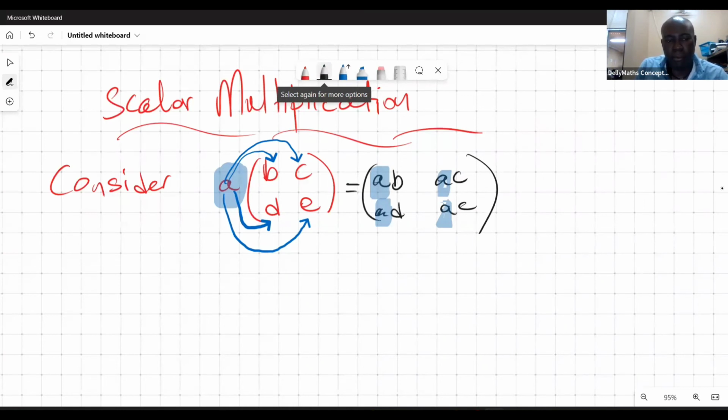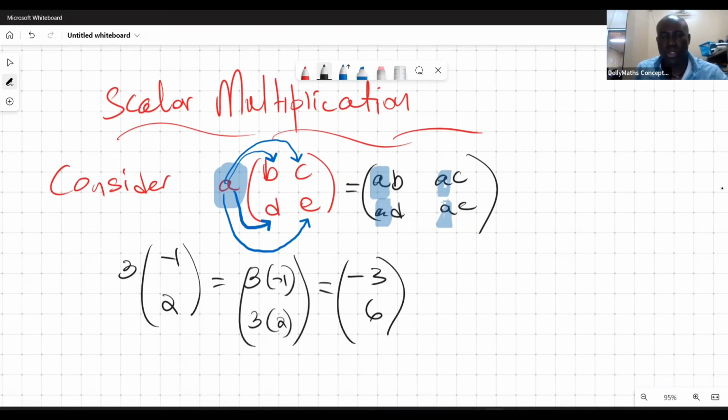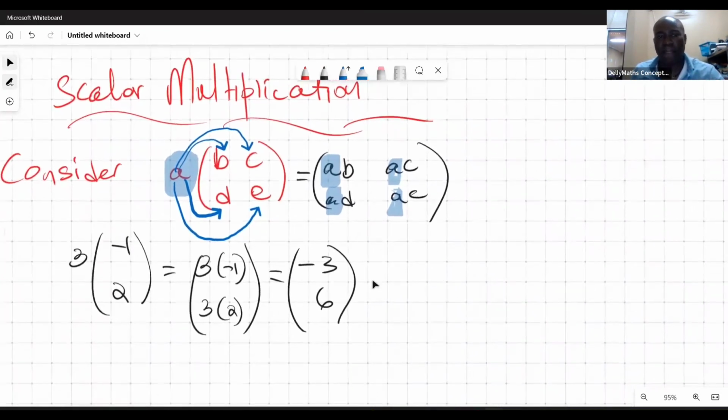What if we have a number outside? For example, 3, and we have the matrix negative 1, 2. The final result of this is that we'll have 3 times negative 1, 2. So we'll have 3 times negative 1, 3 times 2. Finally, negative 3, positive 6. That is 3 times that matrix. So with scalar multiplication, all we're doing is we're multiplying anything outside by every single thing on the inside.